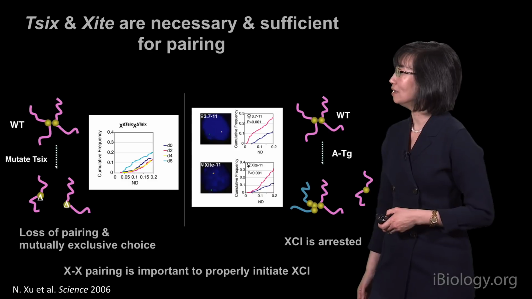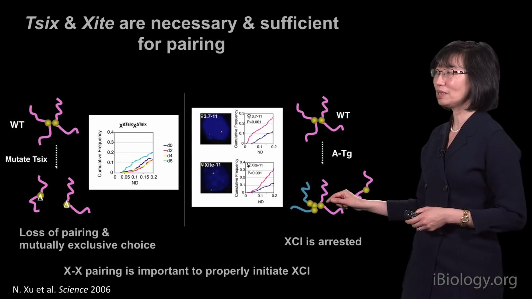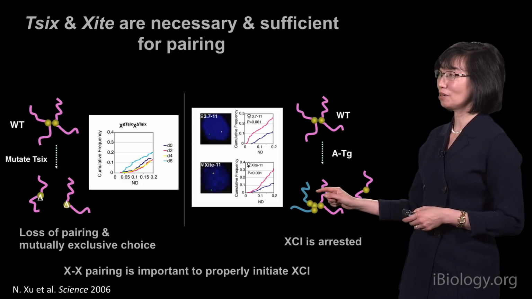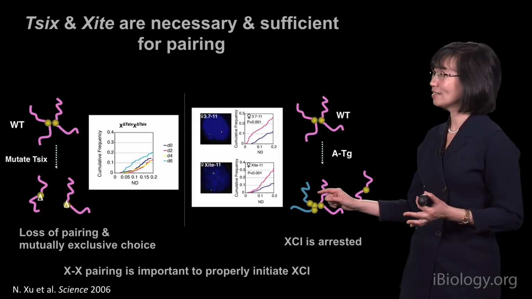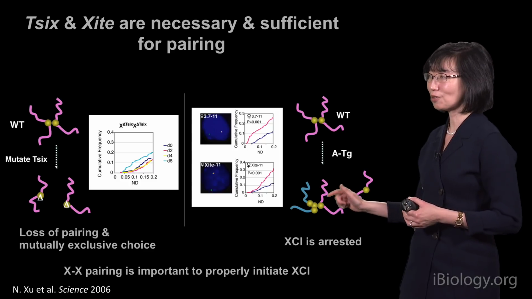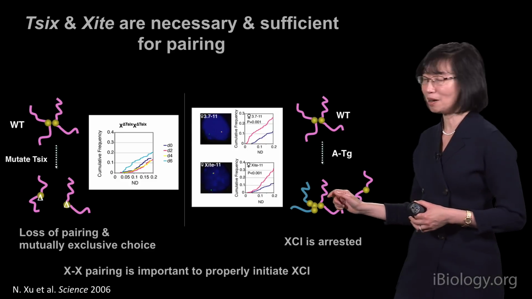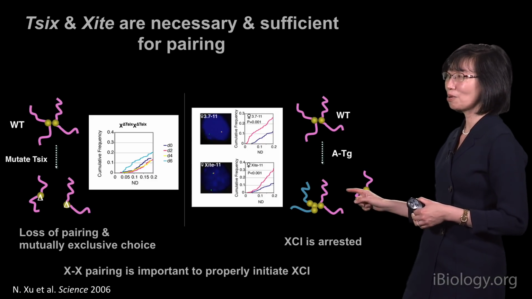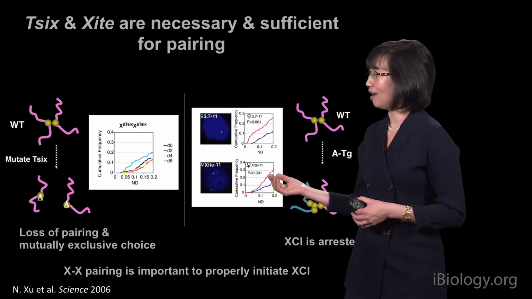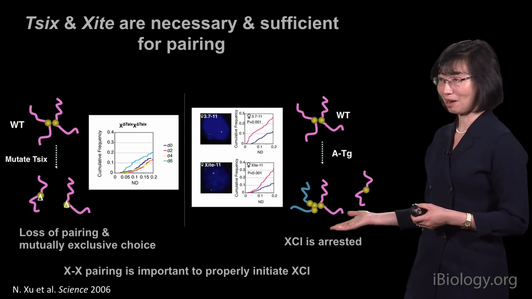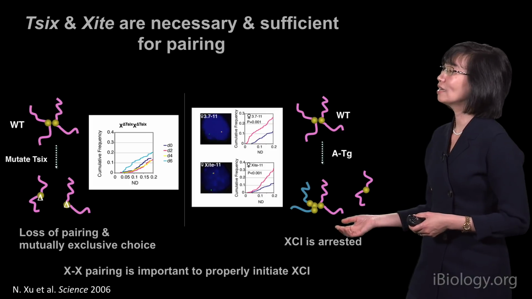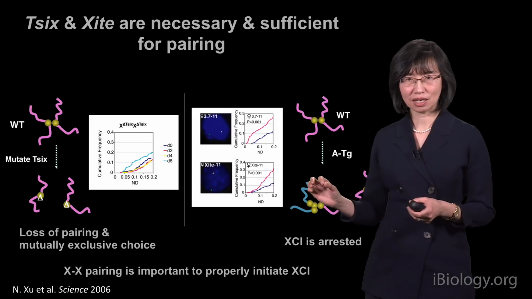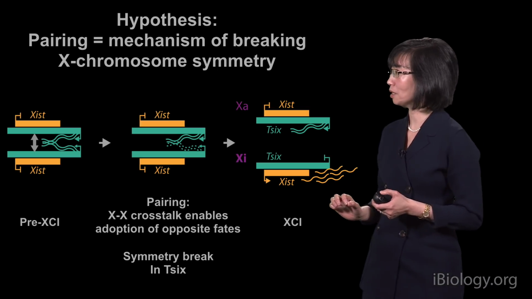On the other hand, if we insert extra copies of the pairing region into an autosome, which is shown here in blue, that autosome does something very strange, which is that it attracts one of the X chromosomes to come and pair with it. And in doing so, it prevents the two X chromosomes from interacting with each other, and X inactivation is arrested. And so what these experiments tell us is that XX pairing is very important to somehow properly initiate X chromosome choice.